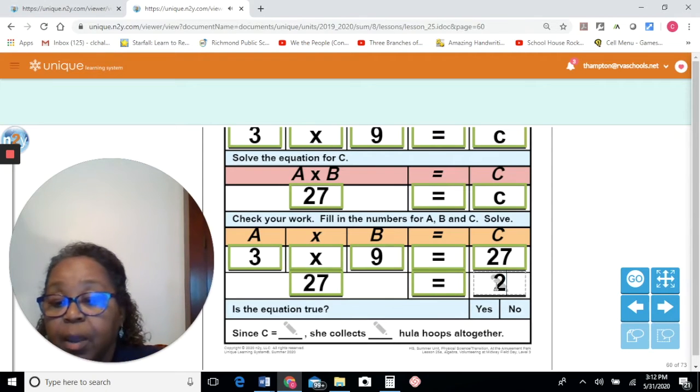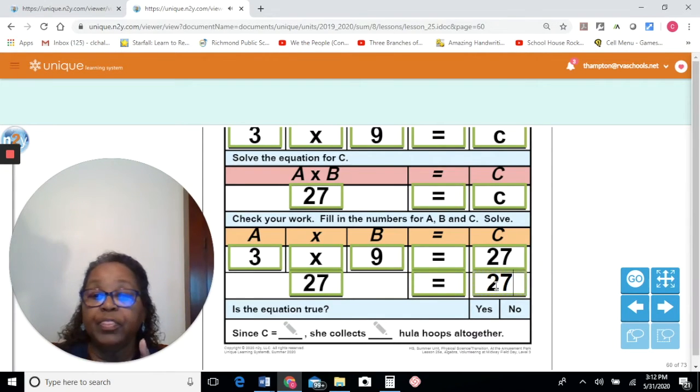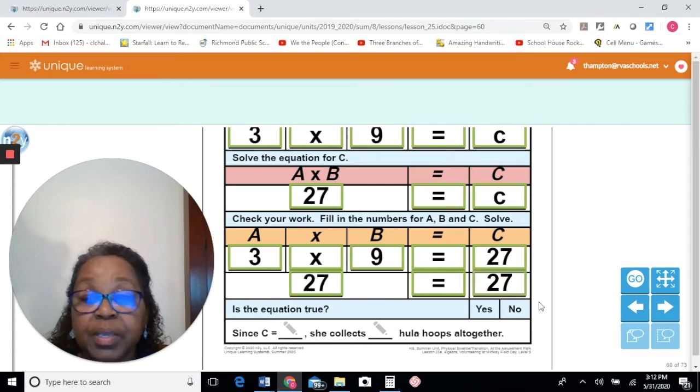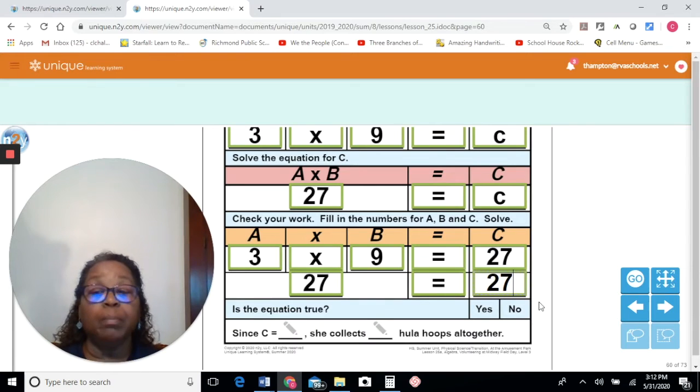27. Now, the one thing that we do remember from learning about equations is that an equation has an equal sign and it has a right side and a left side. The value on each side has to be the same. That's what equal means. It means the same. 27 is the same as 27. The value on this side is the same value on that side. That's when you know it's true.